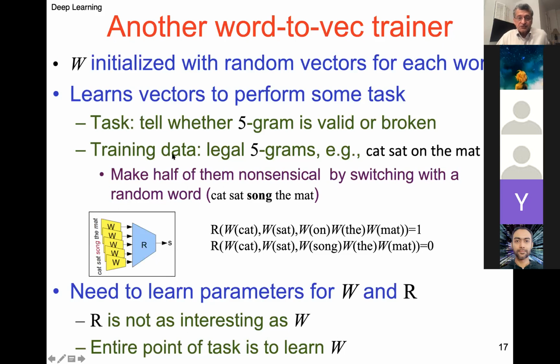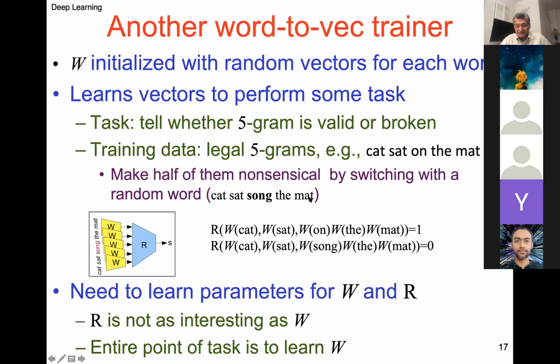Or here is another word2vec trainer, W initialized with random vectors for each word. So these are the random vectors. It learns vectors to perform some task. The task is to tell whether a 5-gram is valid or broken. So the training data is legal 5-grams. You say "cat sat on the mat." That's a valid sentence. But make half of them nonsensical by switching a word with a random word.